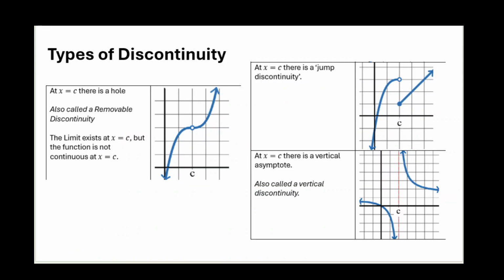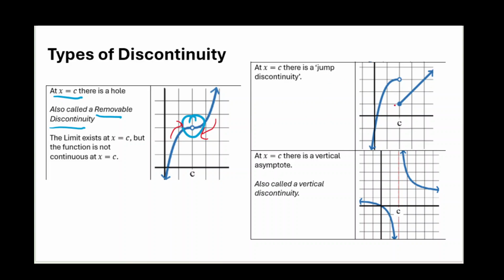So here are the types of discontinuity. So again, we've looked, there's a hole. So at x equals c, there's a hole. That's a discontinuity. It's also called a removable discontinuity. So that's unique, different from the other discontinuities because there is a limit there. The limit would exist there, but the continuity doesn't exist there. So it's not continuous even though the limit exists at a hole.